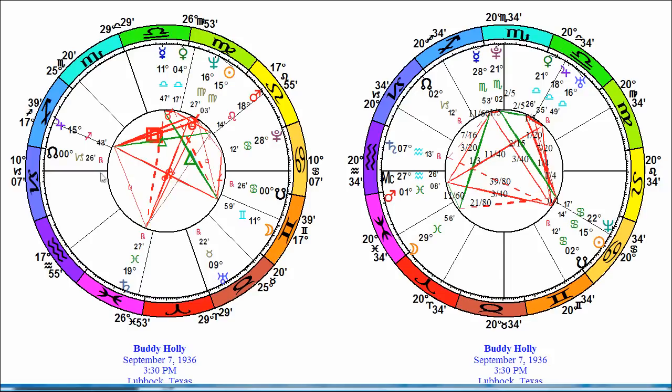So let's look at the natal chart. On the left, you see Jupiter at 15 degrees Sag, Neptune at 16 degrees Virgo. What aspect is that? It's a square. So Buddy Holly has Jupiter squared Neptune in his natal chart. In the fifth harmonic chart, what happens? They're still square. The orb has gotten bigger.